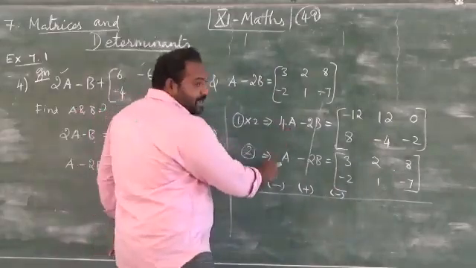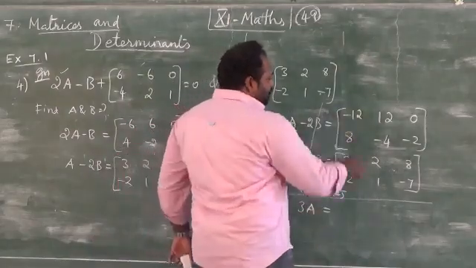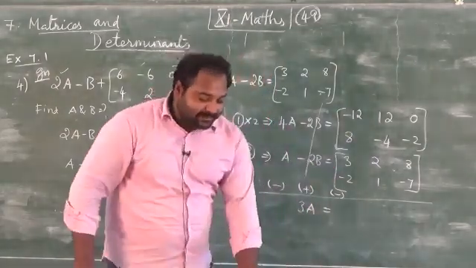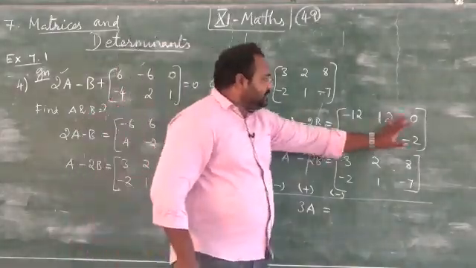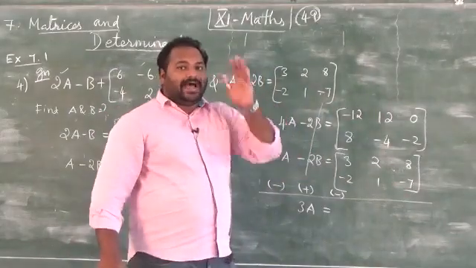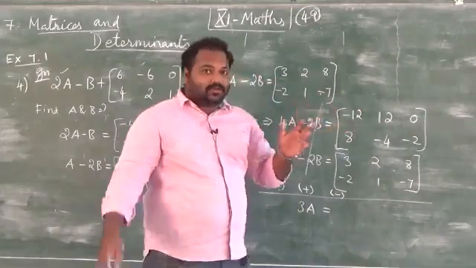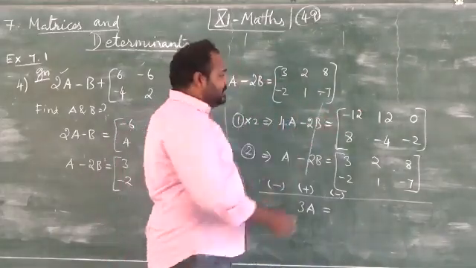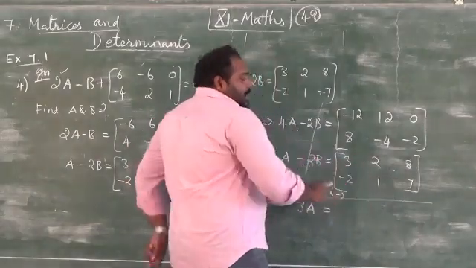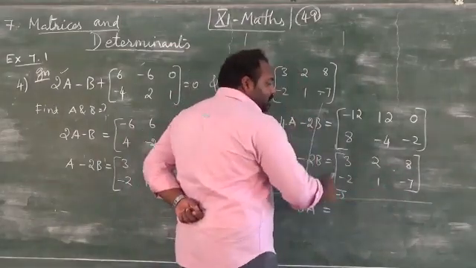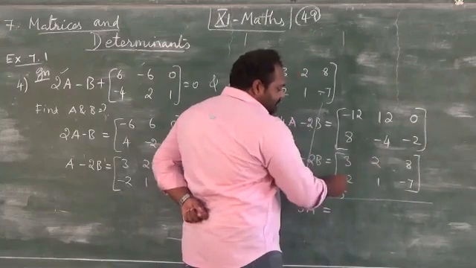Here 4A minus A will become 3A equals the matrix difference. We know how to add and subtract algebraic expressions, and we know very well how to add, multiply and subtract matrices. It is just element to element. Here we have to change the sign throughout the matrix. So if you change the signs, it will become minus, minus, minus, this will become plus, minus.